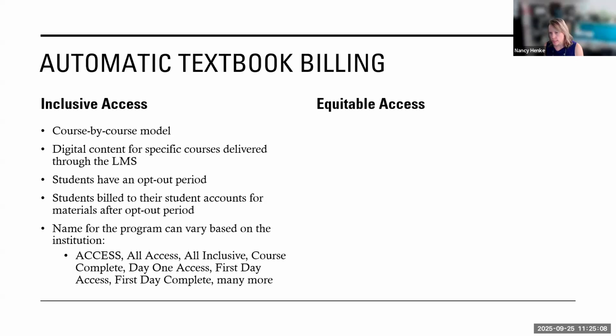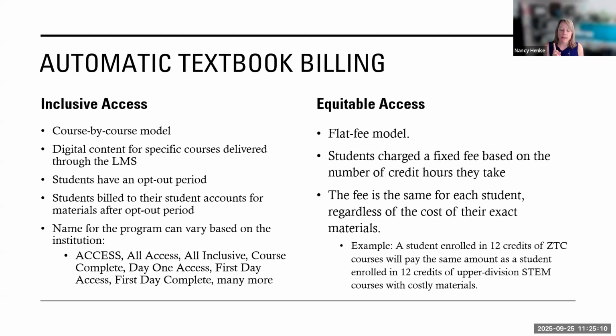Equitable access programs are different, and this is a flat fee model. So in EA, equitable access, students are charged a fixed fee based on the number of credit hours they take. So however many credits you're enrolled in, you get a flat fee per credit hour. And the fee is the same for every student, regardless of the exact cost of the materials of the courses they are taking.